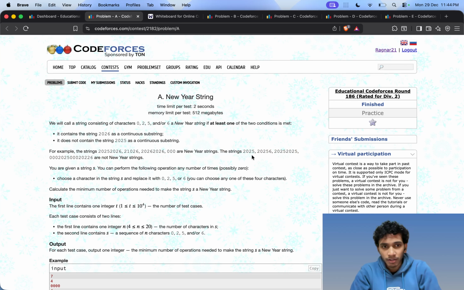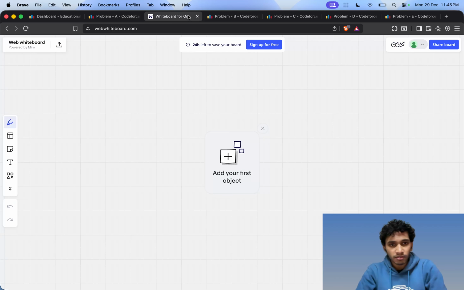Now, some strings that are not New Year. 2025 itself is present. So it is a case where the first condition is not satisfied and the second condition is not satisfied. So this is not a New Year string. In the second scenario as well, 2025 is present and 2026 is not present. In the third scenario, 2025 is present two times, 2026 is not present. Here as well, 2025 is present and 2026 is not present. Alright. So what do we analyze?